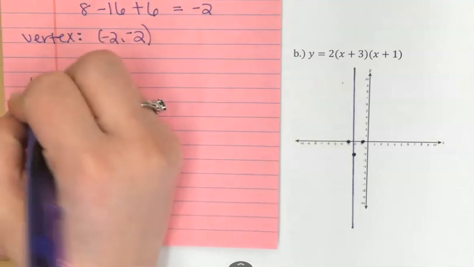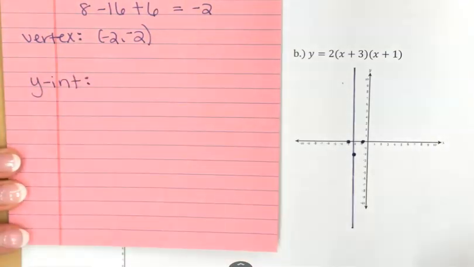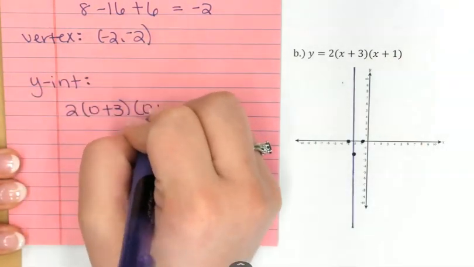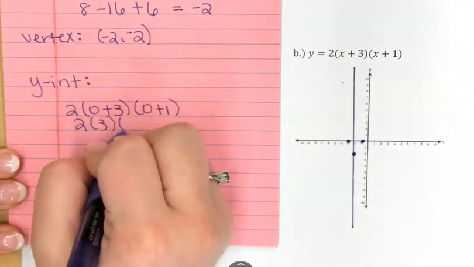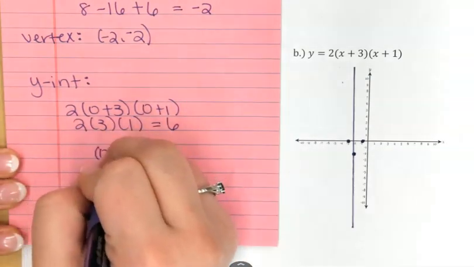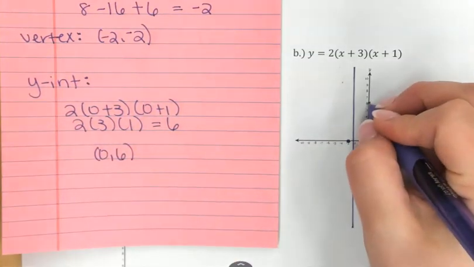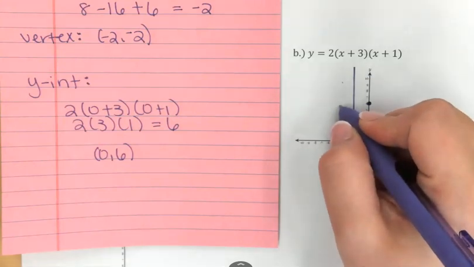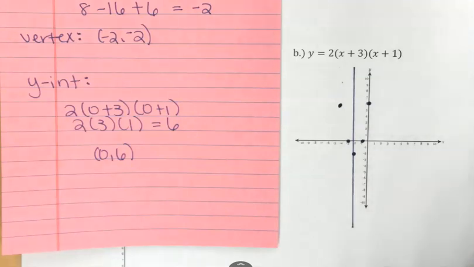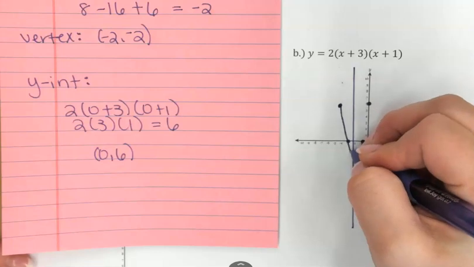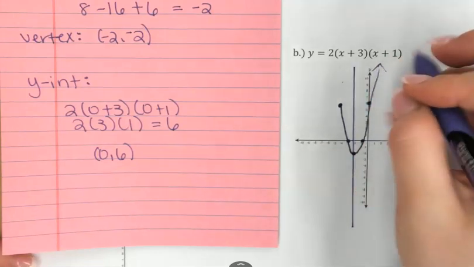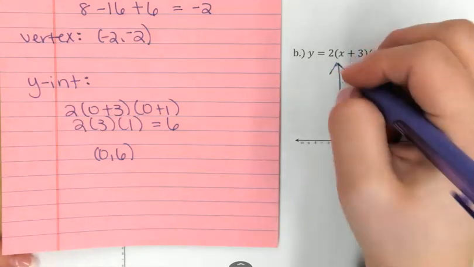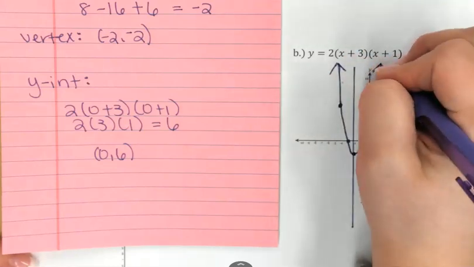And so what I'm going to do now is go ahead and try to find my y-intercept. Remember, this is when x is equal to 0. So I'm going to plug in 0 for x, and that will give me 2 times 3 times 1, which is 6. So at 0, 6, I have a y-intercept, and now that is 2 away on the right. So if I go 2 to the left, there is my symmetric point, and now I can connect my 5 dots. And again, it's not perfect. Desmos would do a much better job, but there is my parabola.